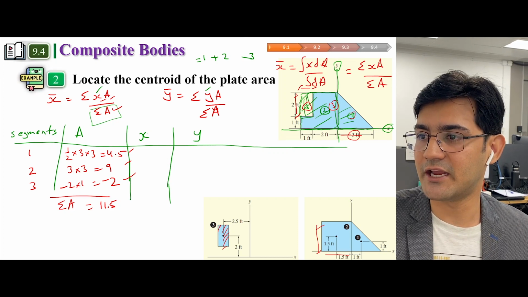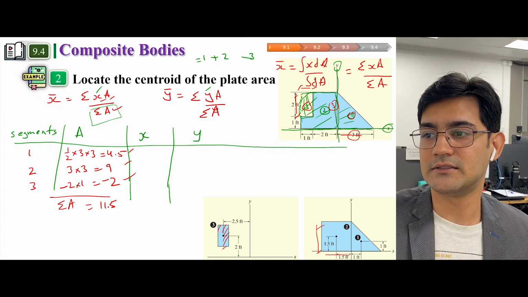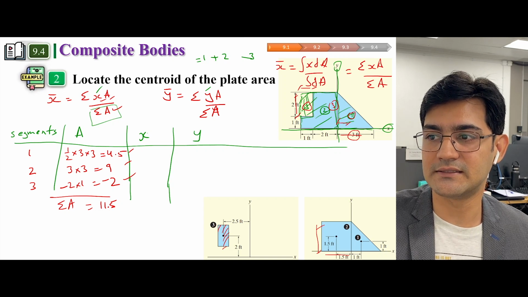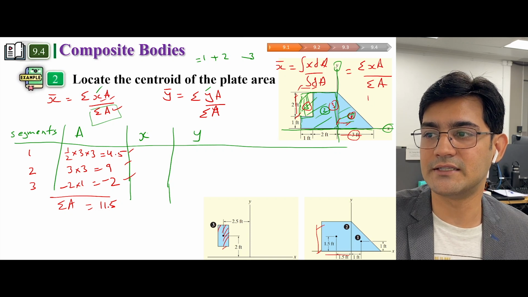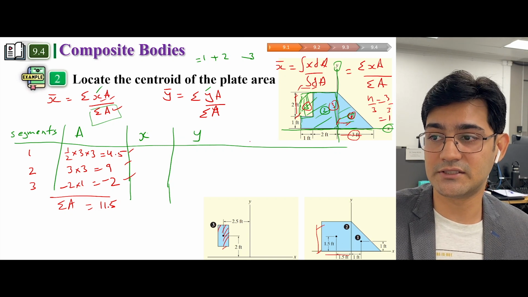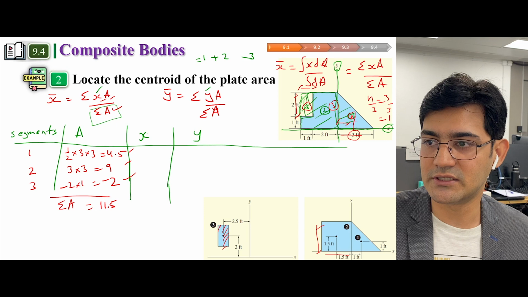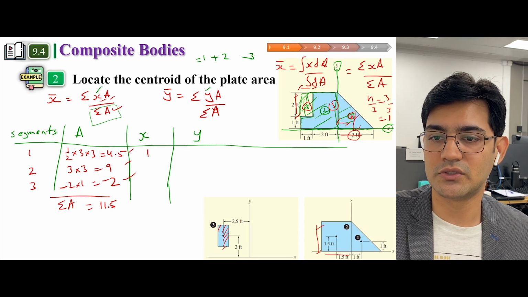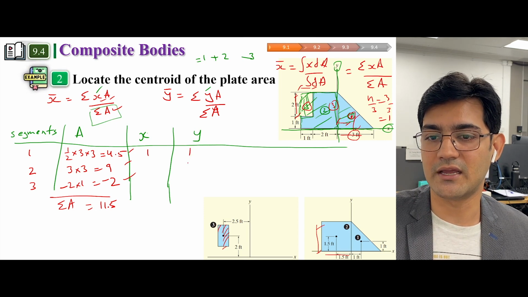So if this is shape 1, what would be the distance from y-axis to this centroid? We know the centroid of a triangle is h by 3. So what is h? It is 3. So 3 by 3 is equal to 1. So 1 is the distance from y-axis, and 1 is the distance from x-axis also. So our centroid for triangle is 1.